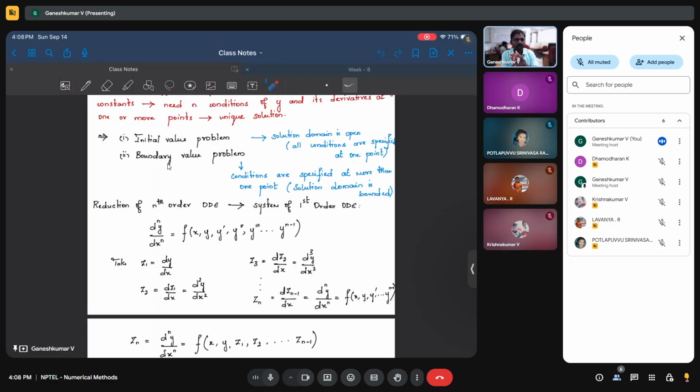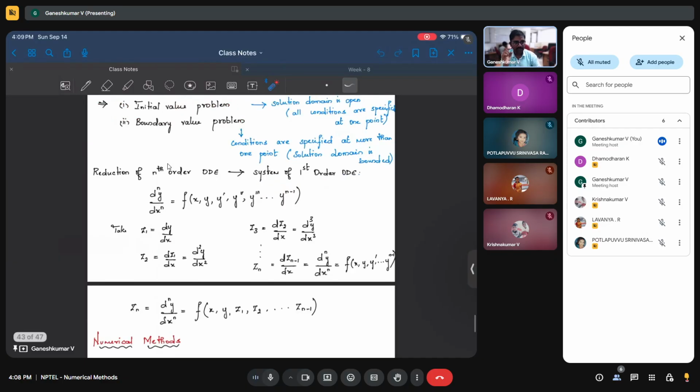And from there you will march from that x naught. You will go to x naught plus h, x naught plus 2h, x naught plus 3h. You will march in the direction of the independent variable. So that's why it's also called a marching problem. Here it's an initial value problem.